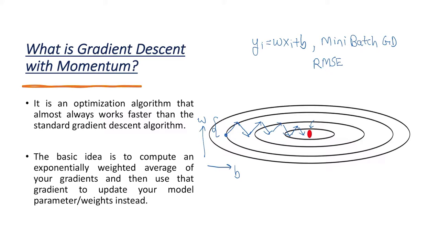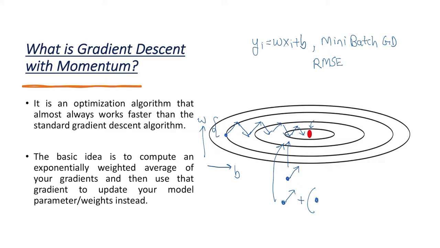So instead of calculating the gradient on the current mini batch alone to decide which direction we should move, it also uses the information from the previously calculated gradients. So let's say you are on this position. Now what mini batch gradient descent will do is calculate the gradient over this mini batch, and it will suggest that we should move in this direction. But what gradient descent with momentum will do is it will not just use this gradient information, but will also use the gradient information of the previous iterations.